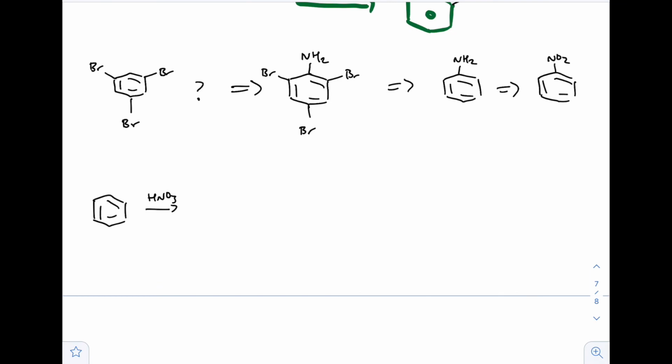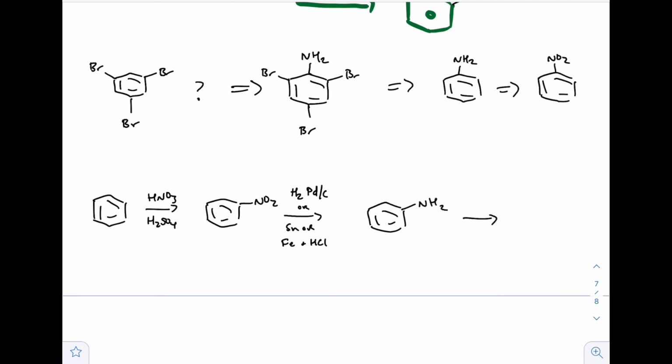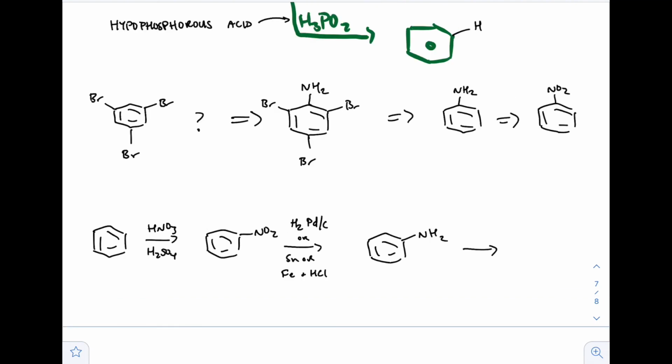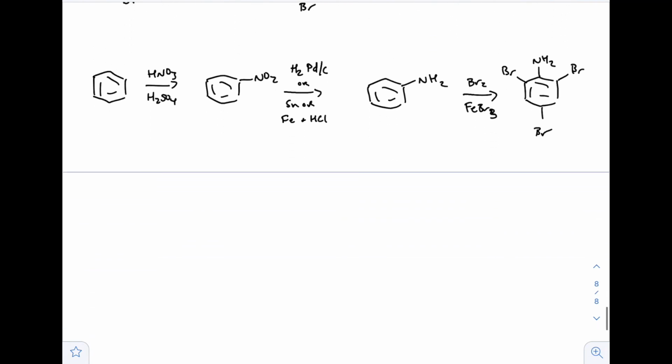So let's break it down. We hit the benzene with nitric acid, sulfuric acid gives us our nitrobenzene. We can reduce that nitrobenzene with H2, palladium on carbon, or we can hit it with tin or iron and acid, right? Either way, we're yielding our aniline, our amine, okay? Then we hit that amine with a little Br2 and iron 3 bromide, right? That gives us our polyhalogenated aniline, so 2,4,6-tribromoaniline. Little nomenclature for you.